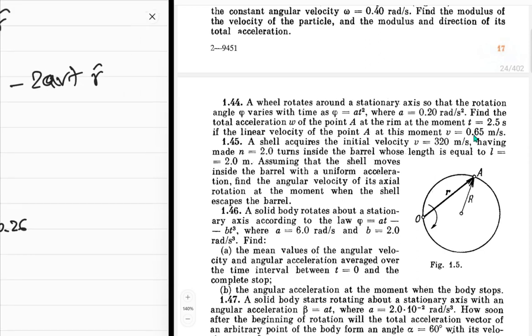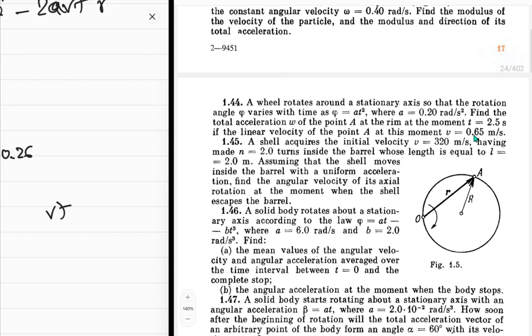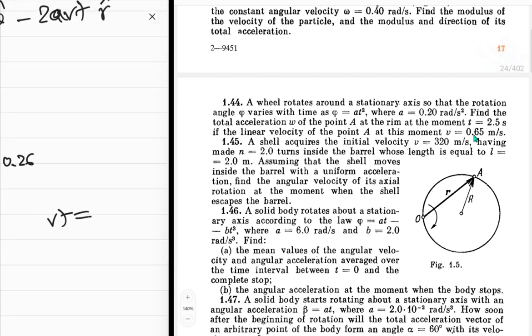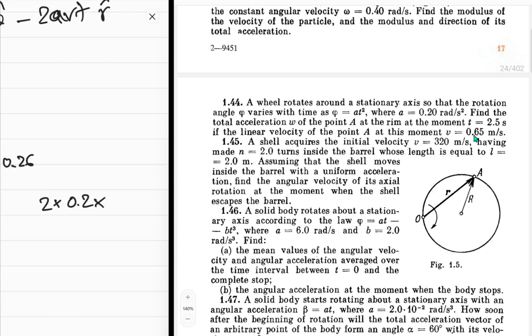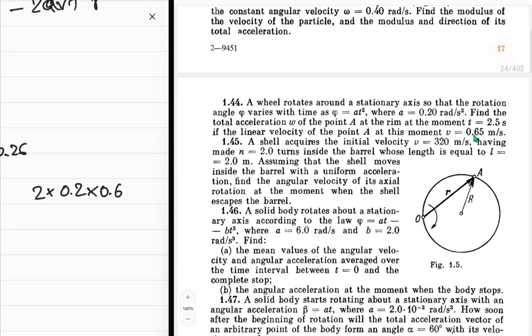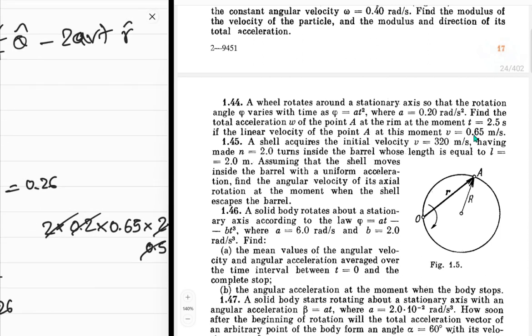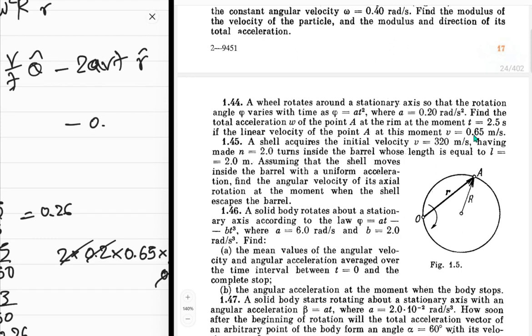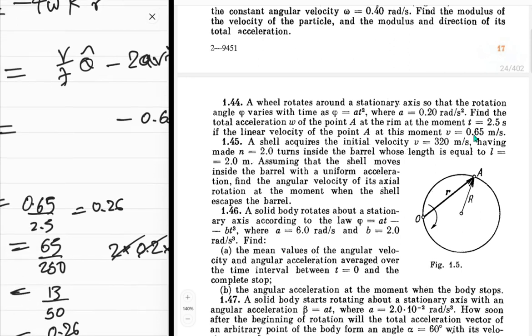And what is this thing? It's just 2avt. What's v times t? Just do it the normal way. So 2 into a is 0.2, into v, which is 0.65, into t, which is 2.5. So 0.2 is 1 upon 5. This times that just gives us 0.5, and then this and that is 1. So it's just 0.65. So this is just negative 0.65 r hat.